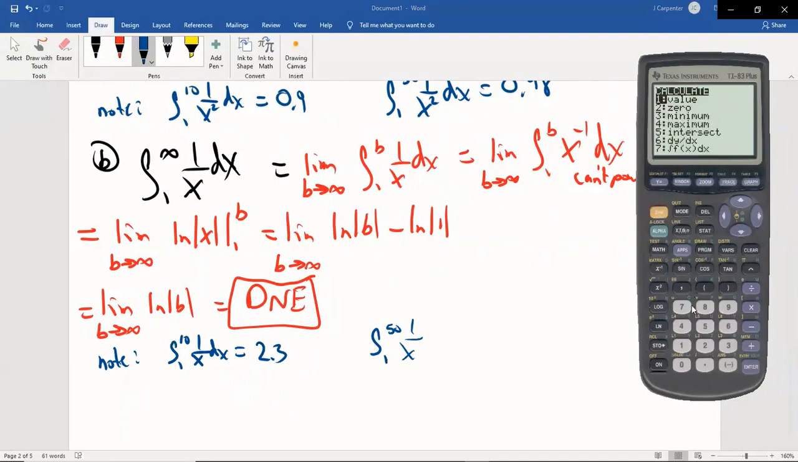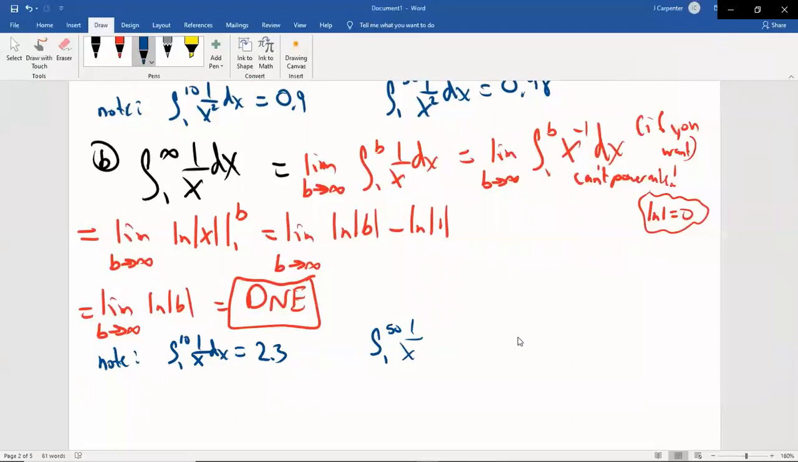It didn't mess up the first integration. It just wasn't letting me do the second one because it wasn't wide enough. Lower limit 1, upper limit 50. There it shades it. And it's 3.9 roughly.